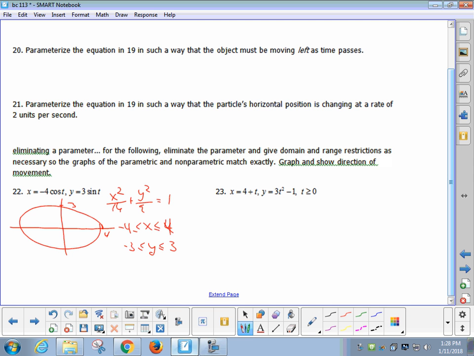The direction of movement. There are at least two ways to do direction of movement. One is to do successive points. For example, at time 0, what is the position? -4, 0. At some nice time close to it, pi over 2, where is it? 0, 3. What direction then is implied is clockwise. Now, just because it's calculus and it's more fun, let's also do this in a calculus way. Say I looked at this point here, at time 0. What's dy dt?